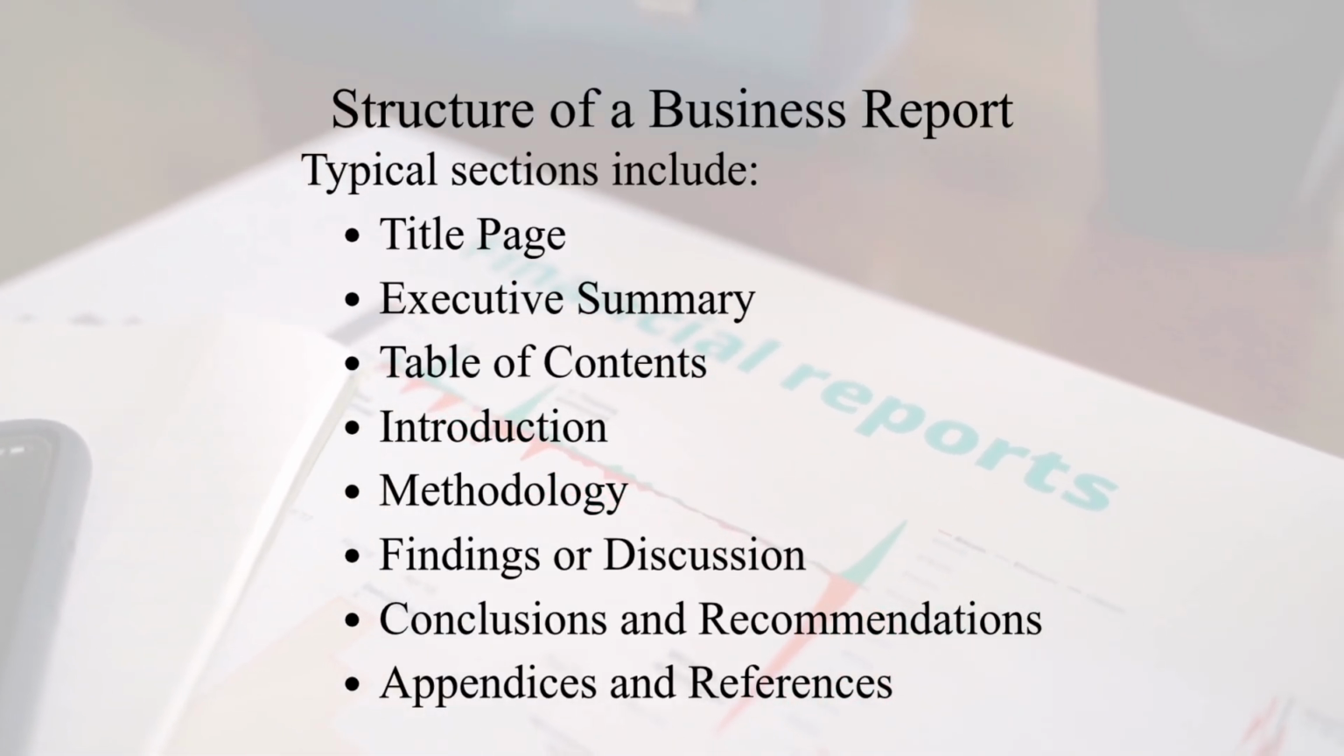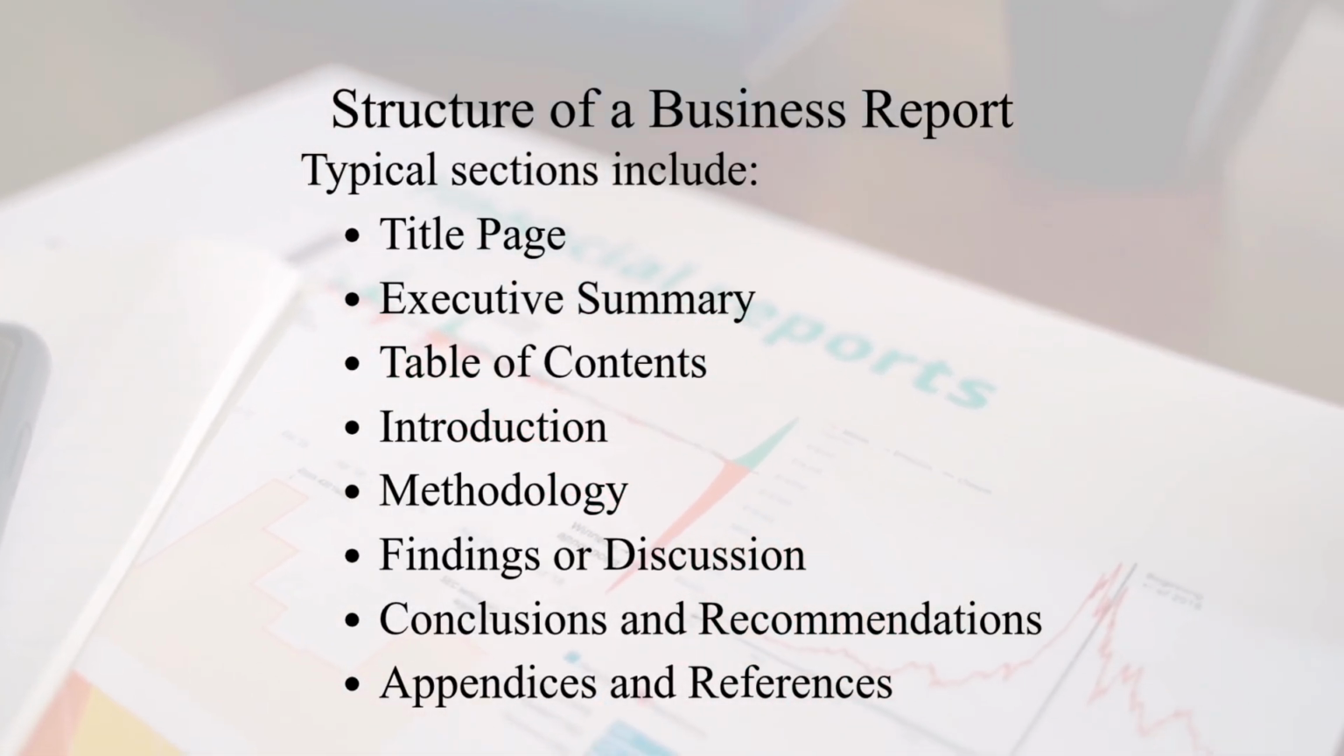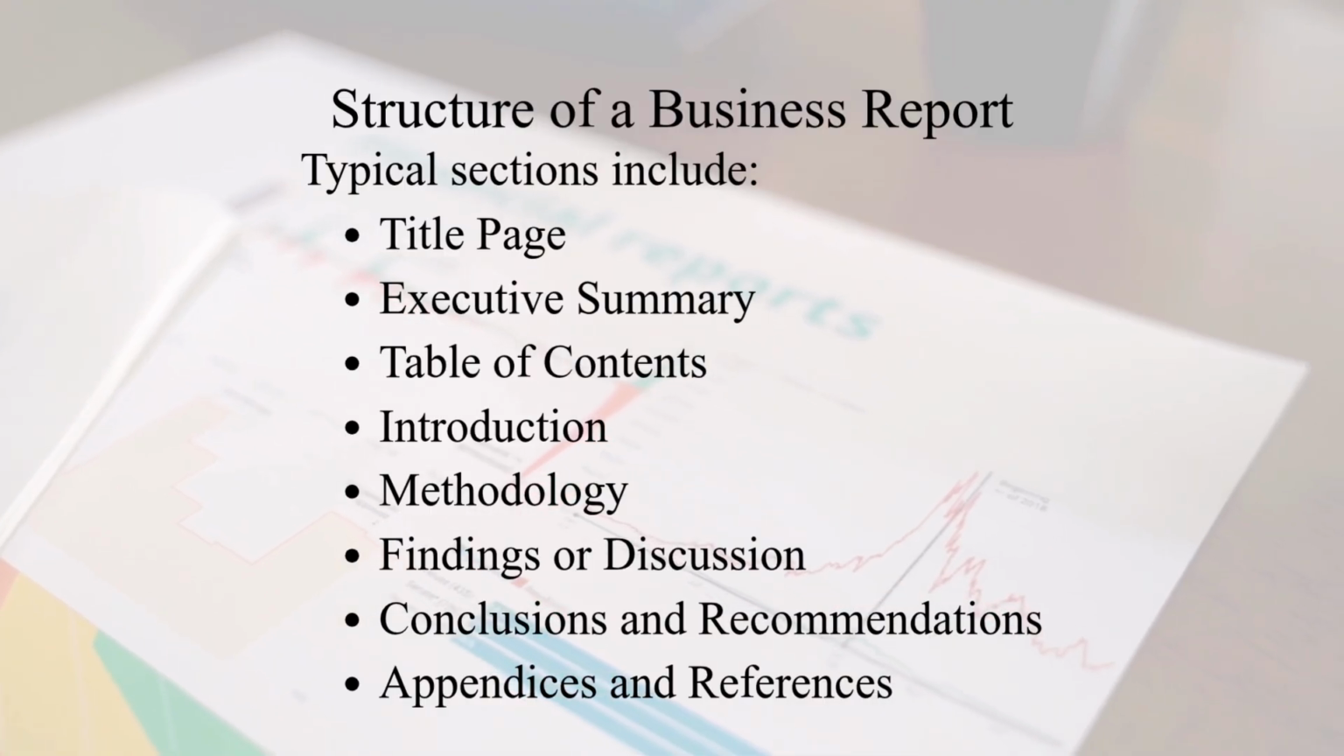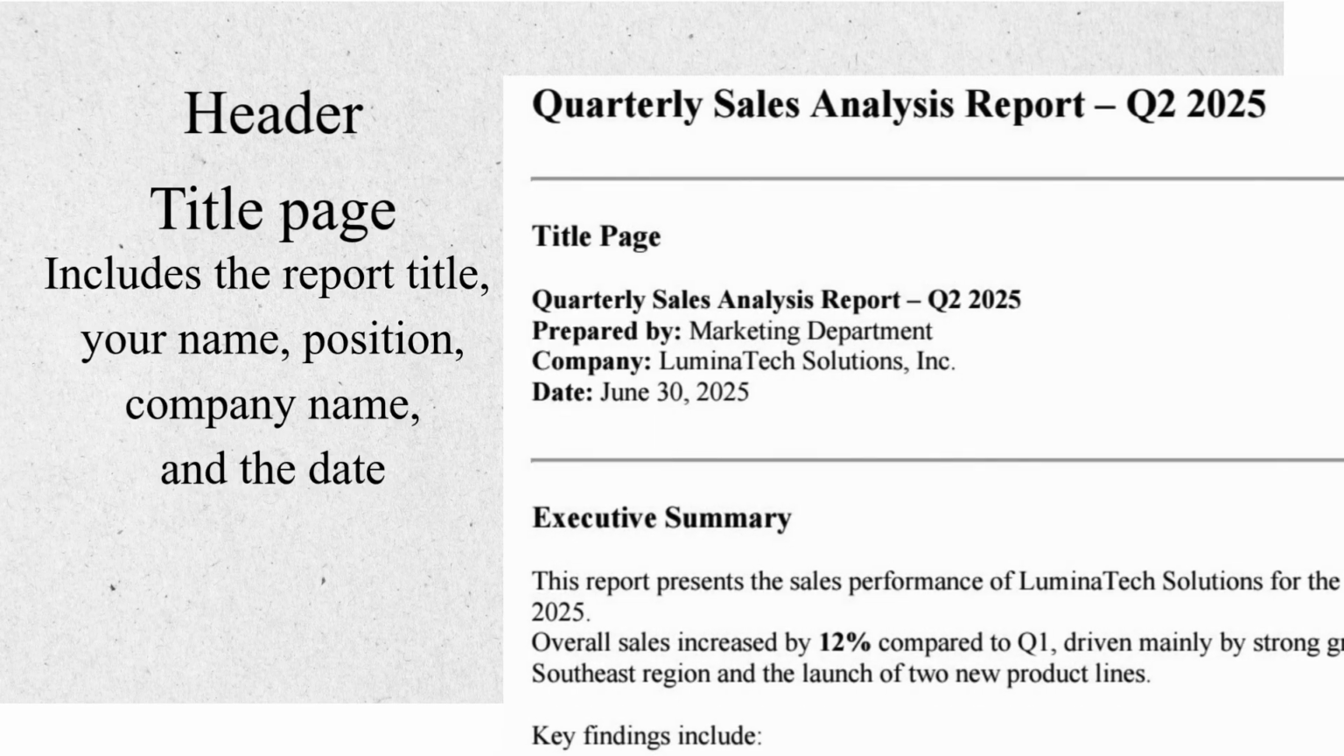The basic structure of a business report. Let's take a look at a typical business report layout. Title page includes the report title, your name, position, company name, and the date. Example, Quarterly Sales Analysis Report, prepared by Marketing Department, June 2025.